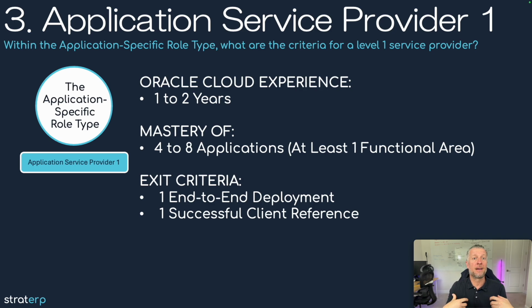You have to be a X kind of consultant, a reporting or a procurement or a GL or record to report, right? So that's a little bit how you do that. What you need to do to exit service provider level 1 is you need to have at least 1 end-to-end deployment spanning all phases, and then you need to have a successful client reference for that deployment.